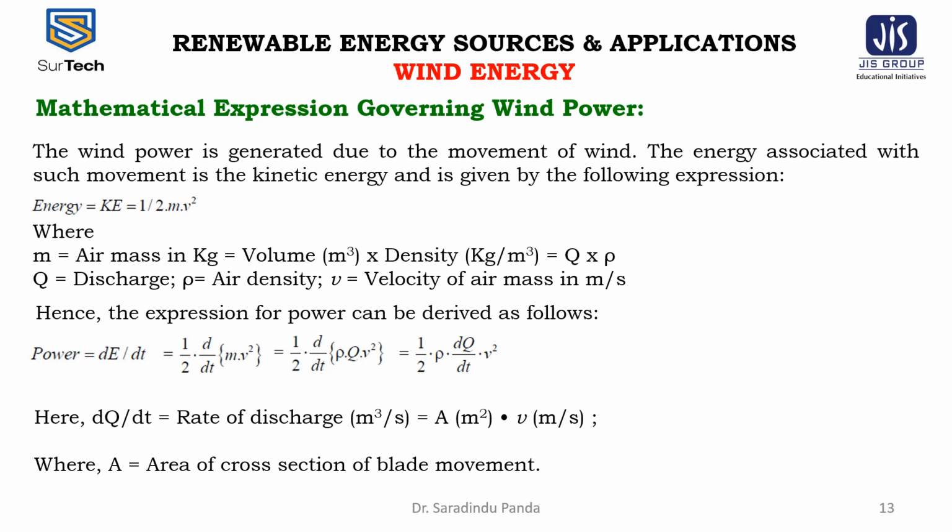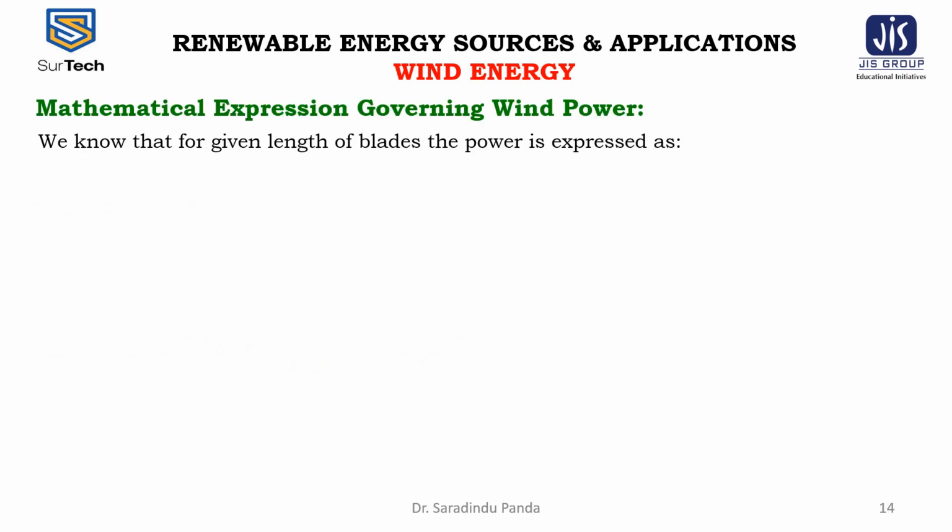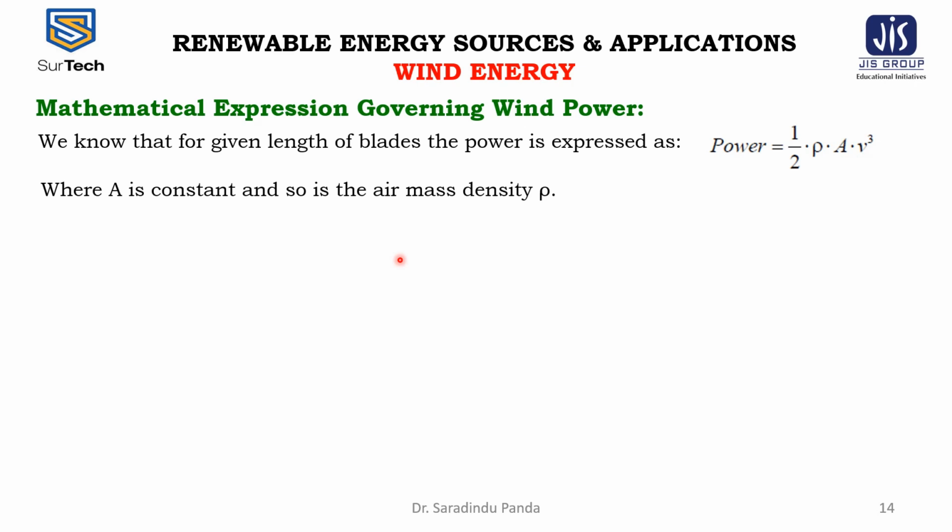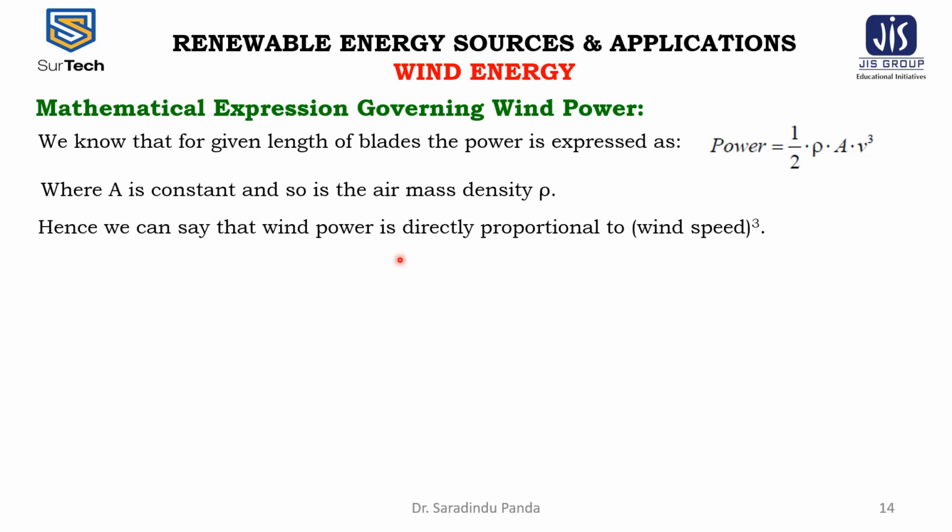Blade is the turbine blade, which I will discuss later. We know that for the given length of the blades, the power is expressed as power is equal to half of rho into A into v cube. Here A is the constant, the area of the blade, and so is the air mass density rho. Hence we can say that the wind power is directly proportional to the wind speed cube, that is the v cube.